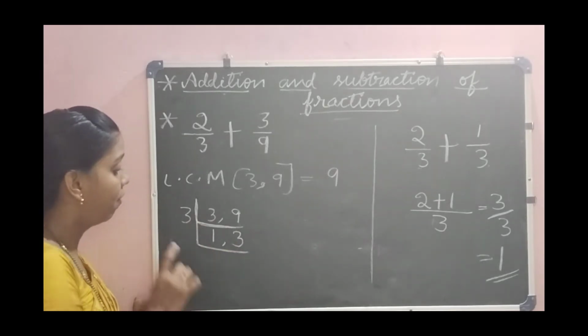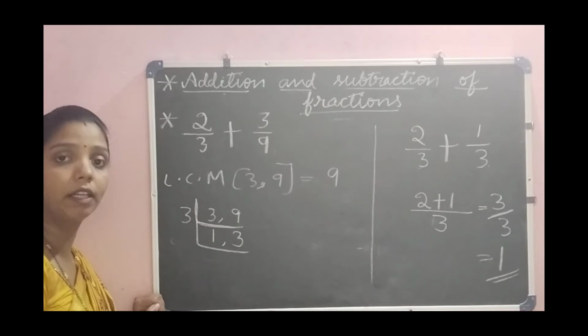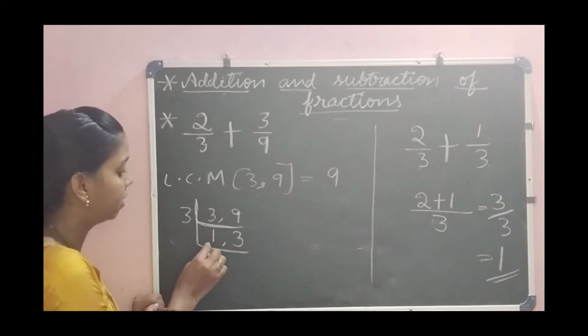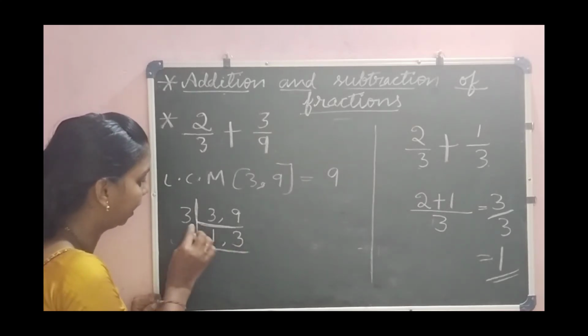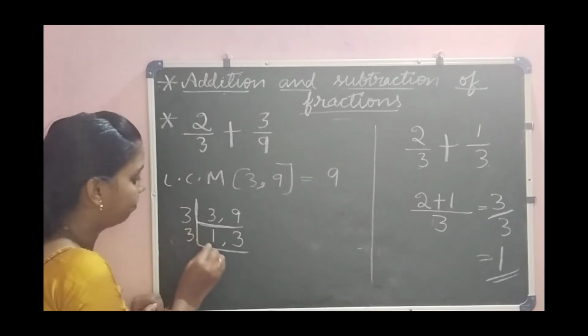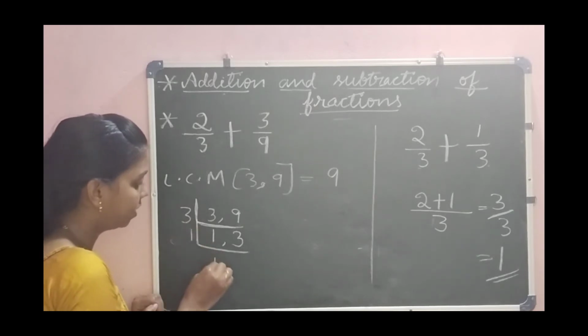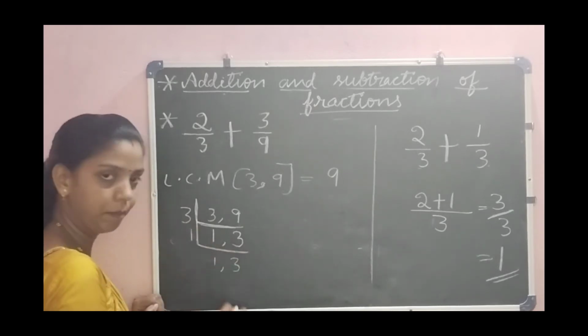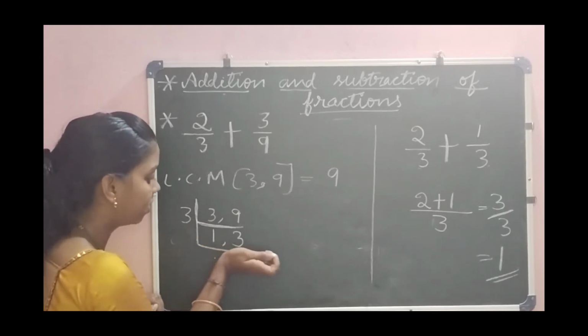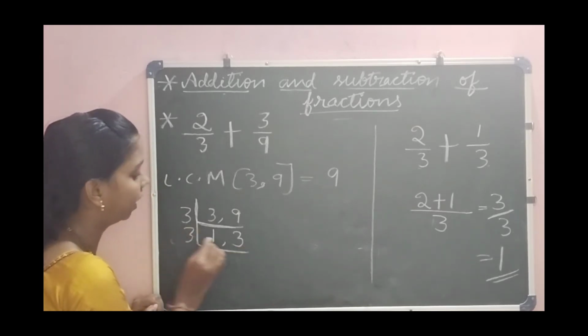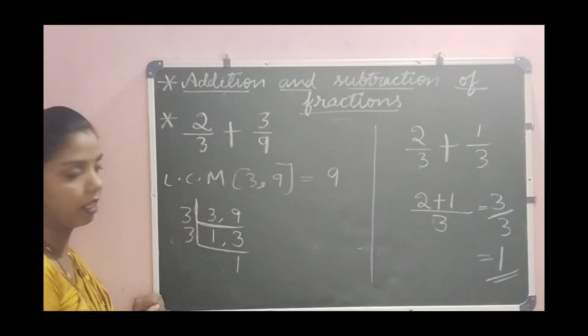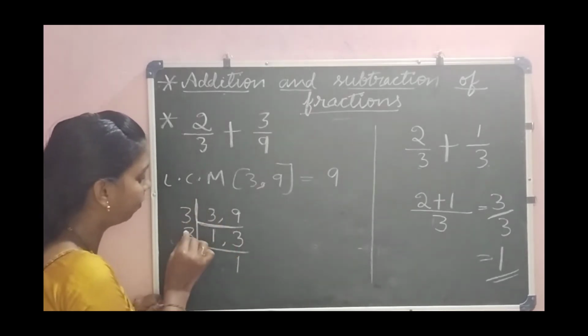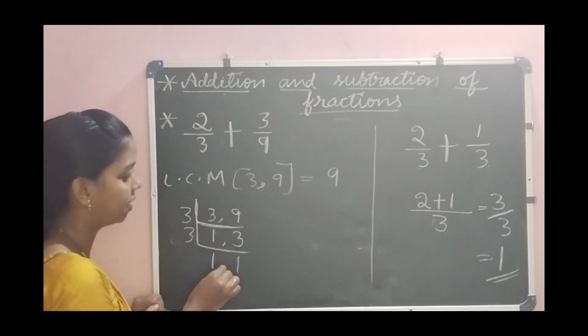So when you are not getting the same factor for these two numbers, you have to select one number, that is 3. Because if I consider 1, 1 ones are 1, 1 threes are 3, the same number will repeat. If you don't want such a case, you have to consider another number, that is 3. 3 ones are 3. And this 1 is not divisible by 3, so you have to write that one as it is.